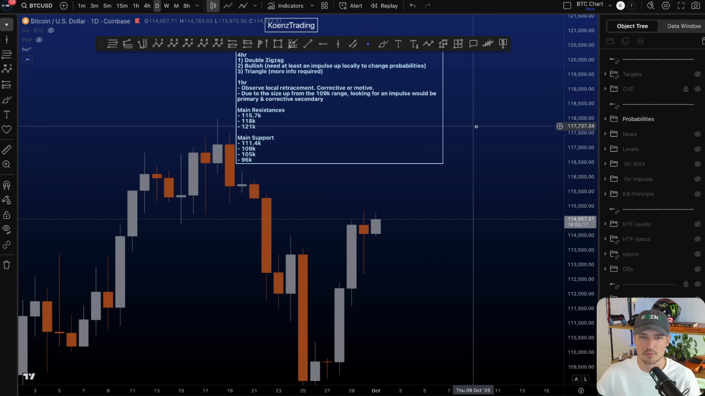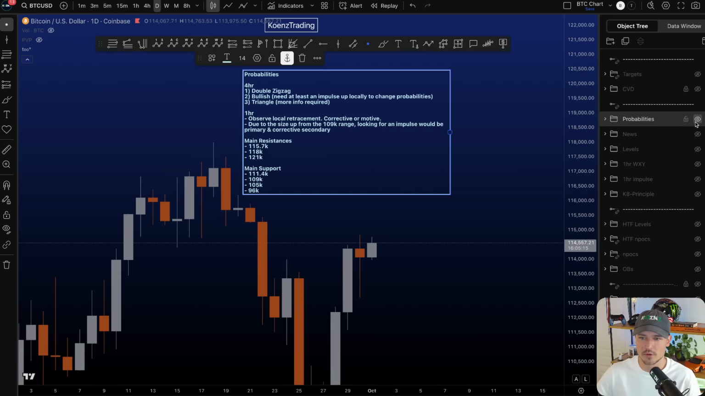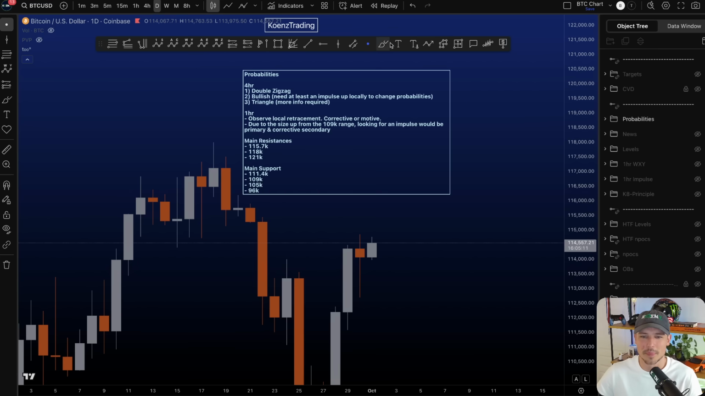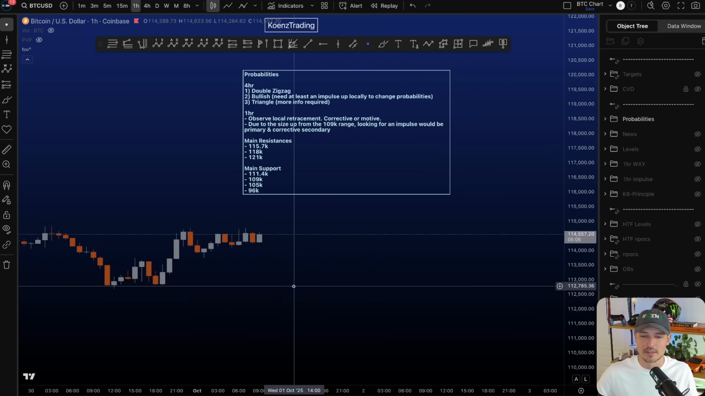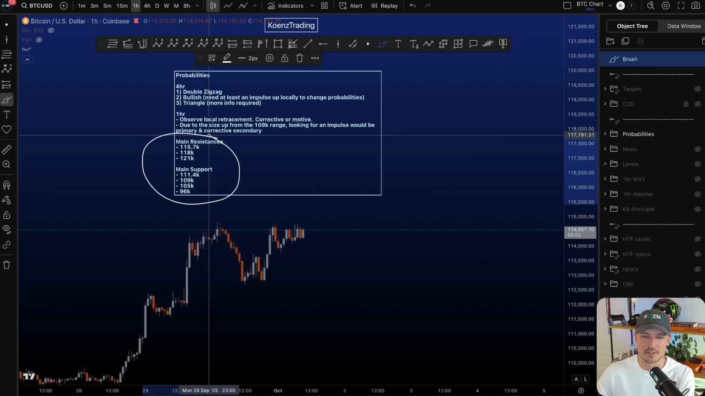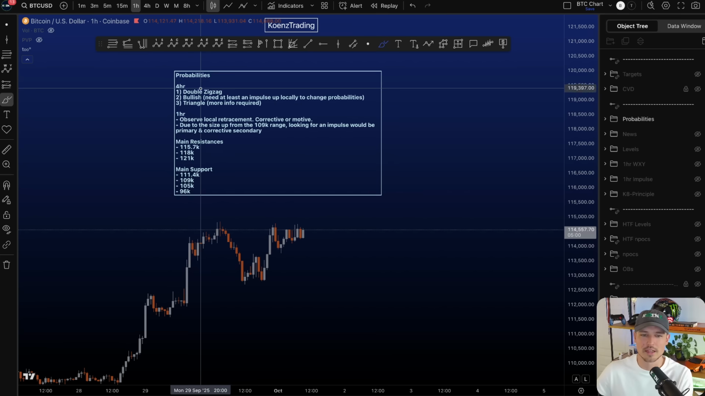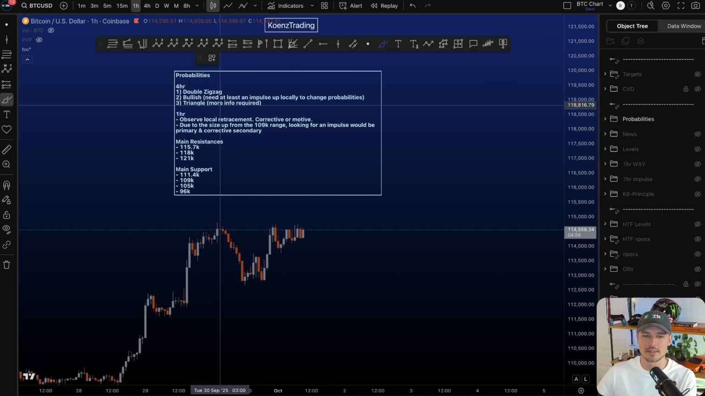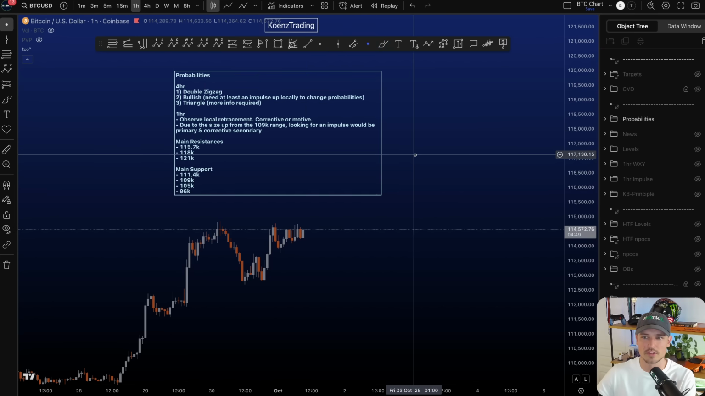And then we get to the probabilities, and these are the probabilities from yesterday. In general, it's quite interesting to check the probabilities of yesterday, and then now with the information that we have, change them. So of course the main resistances and supports are basically the same. On the 4-hour time frame, I explained in the previous video that the double zigzag and the bullish scenario are the same. Didn't cover the 4-hour in this video. Just make sure to check out the previous update.